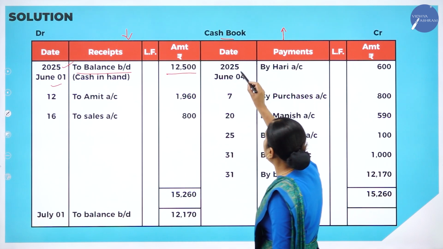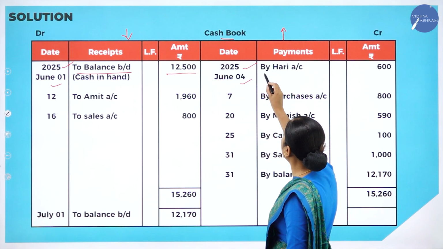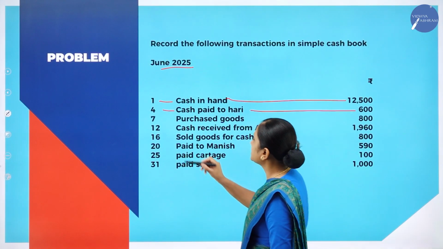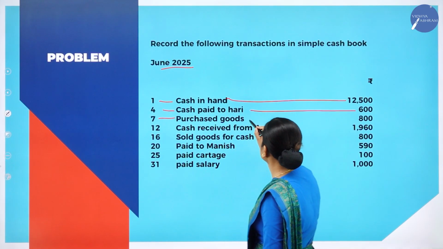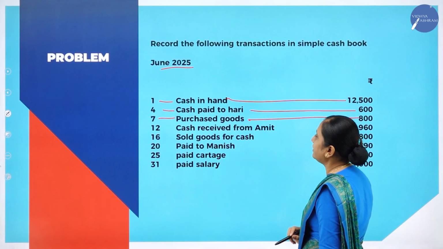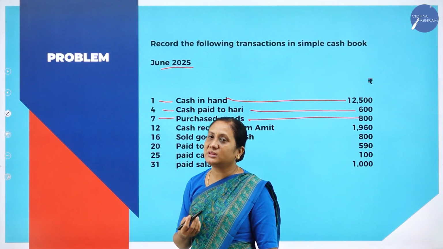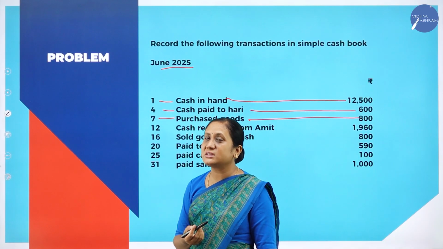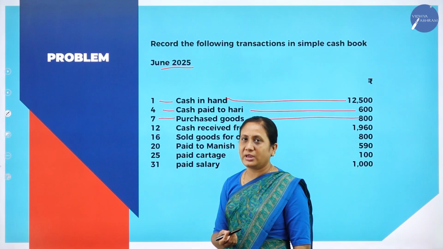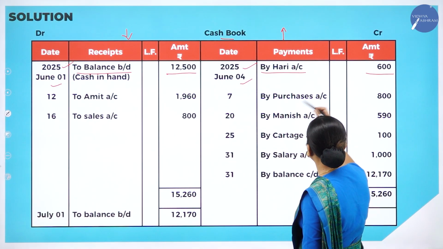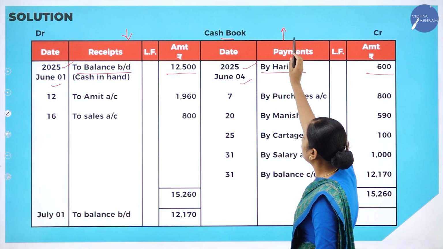Write the date in the date column, 2025 June 4, by Hari account 600. Next, 7th, purchased goods, rupees 800. When the business is buying goods, what will happen? What is happening to the cash? Cash is going out, right? So where should we enter it? We should enter it on the credit side because there is an outflow of cash.